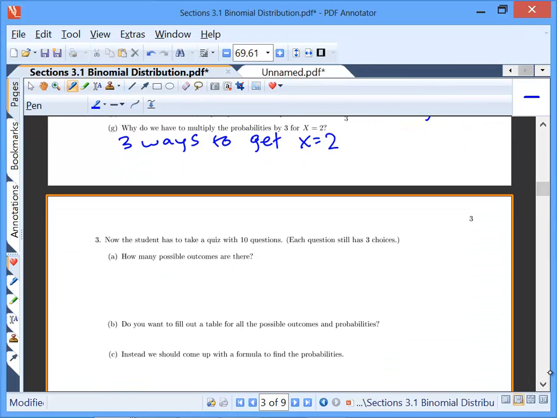Now let's say the student has to take a quiz with 10 questions. Each question still has 3 choices. So how many possible outcomes are there? How would you do this problem based on what we learned in section 1.7 with our counting techniques? What do I need to do? So how many possible outcomes are there?